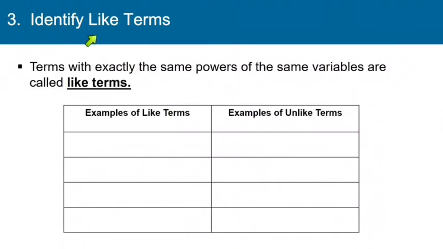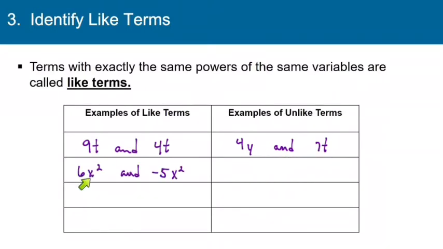Now let's move on and talk about like terms. So terms with exactly the same powers of the same variables are called like terms. Let's look at a few examples. 9t and 4t would be considered like terms because they both contain a factor of t. However, 4y and 7t would be considered unlike terms because they do not have the same variable. 6x squared and negative 5x squared are considered like terms because they both have the same power of the same variable.